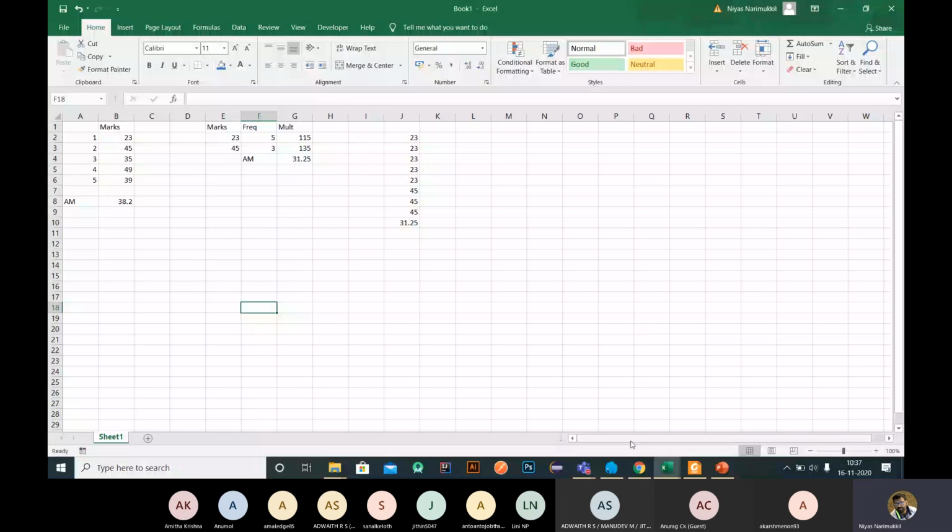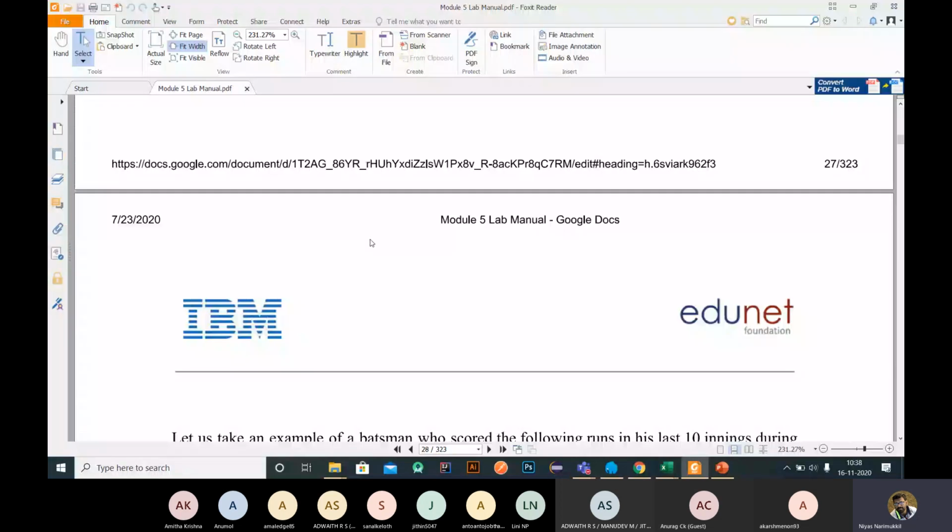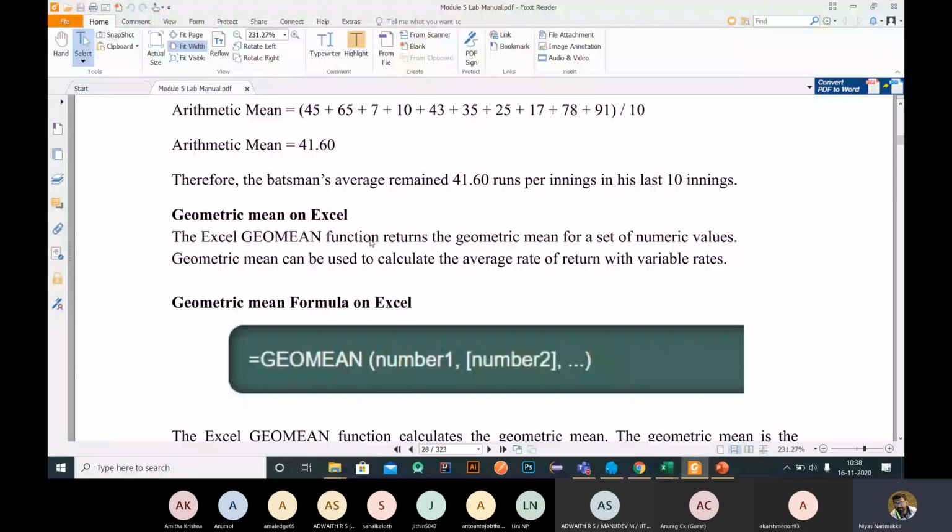So arithmetic mean is just the average, finding the average. Okay, so let's go for the geometric mean. So what is the geometric mean? I should give the equation. It's not clear in this document.